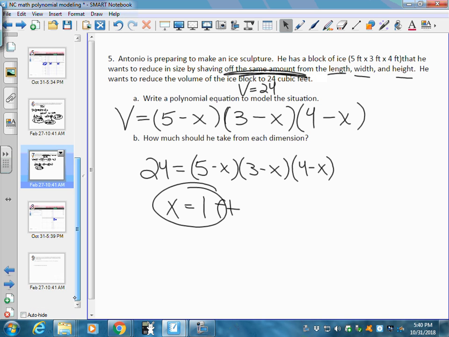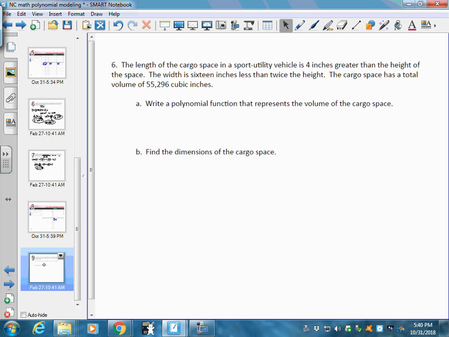Okay, last one. Number 6, we got a length of a cargo space in a sport utility vehicle is 4 inches greater than the height. Okay? The width is 16 inches less than twice the height. The cargo space has a total of 55,296 cubic inches. All right, so we got to write a polynomial function based on that.